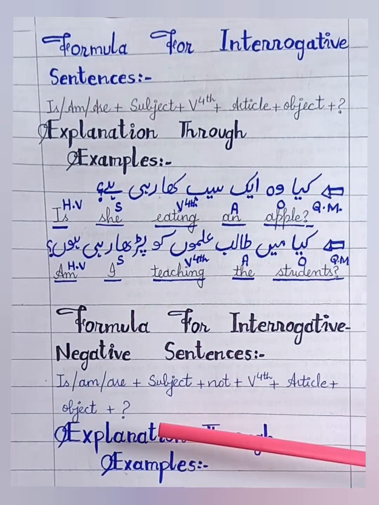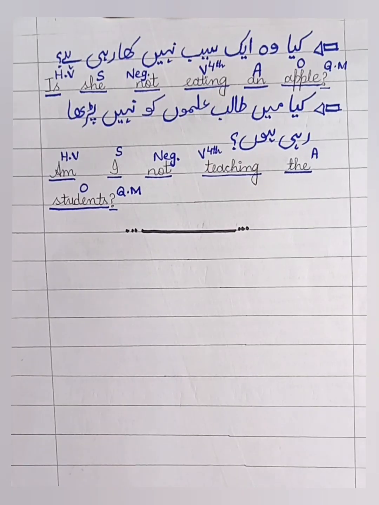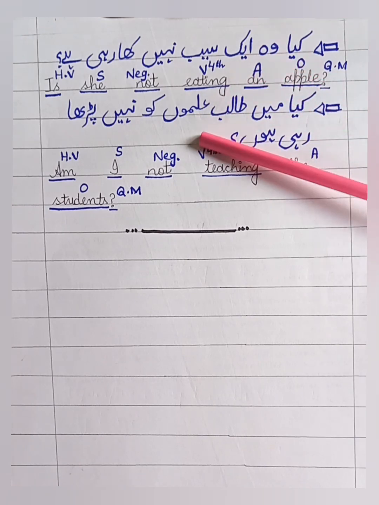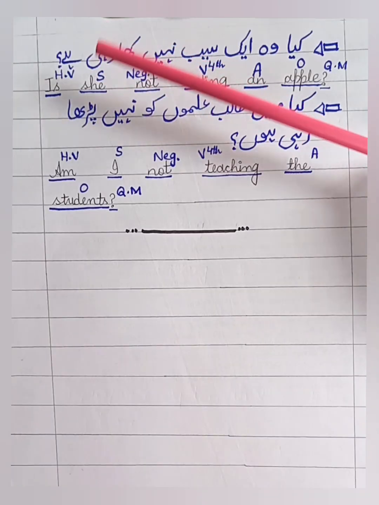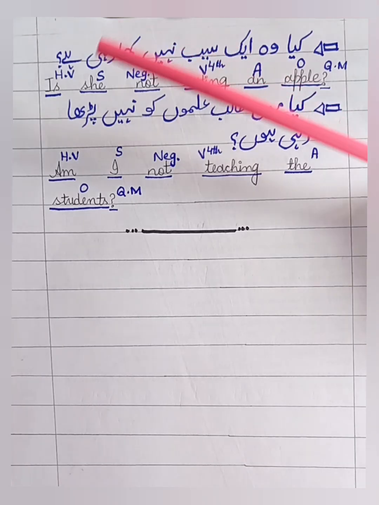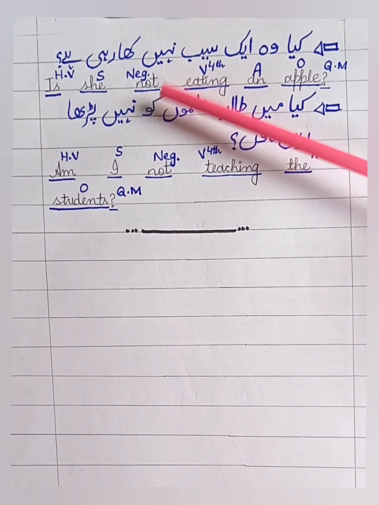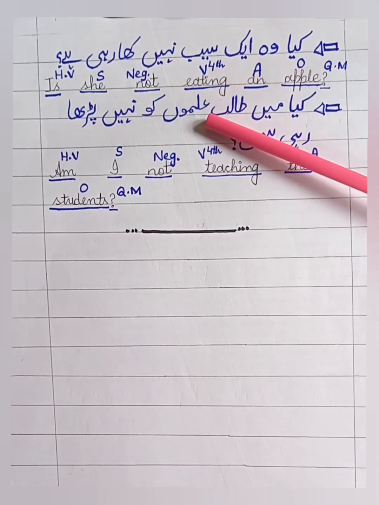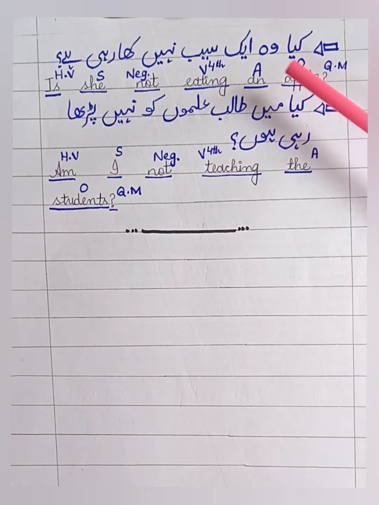Now I will tell you with the help of examples to explain it in detail. The first example is this. क्या वो एक सेब नहीं खा रही है? नहीं shows negation over here and the question mark means we are asking a question over here. Is she not eating an apple? Is is the auxiliary verb over here. She is the subject. Not shows negation. Eating is the fourth form of verb. An is the article. As I told you before, an is used with vowel words. Apple is the object, and finally we will put a question mark over here.